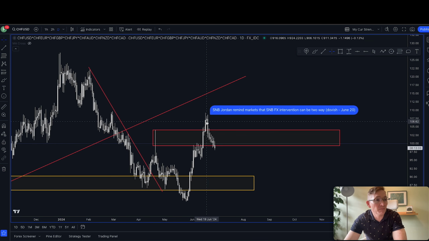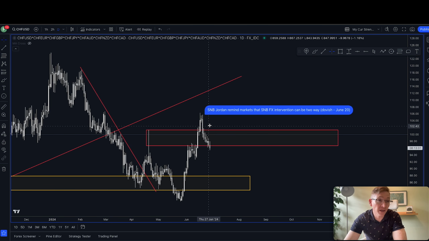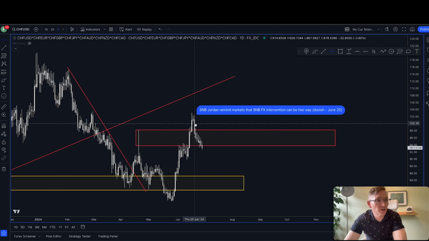Then we had the SNB meeting. And then Jordan says, oh, don't forget, we can intervene in FX markets the other way as well. We can sell the euros and sell the dollar to strengthen the Swiss franc, and we can buy it and sell it to weaken it. So then we saw the Swiss franc weaken again. Okay, we got a dovish outlook for the Swiss franc, and Jordan's comments here and here are just trying to literally play ping pong with the market.